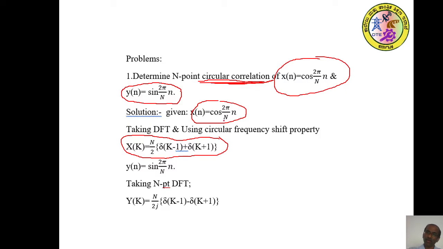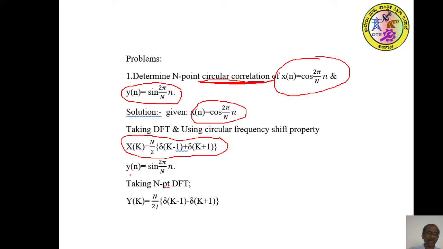You have read the same kind of formula in your analog communication class also. AC cos 2 pi FCT has a Fourier transform of AC by 2 into delta F minus FC plus delta F plus FC. Almost all same.